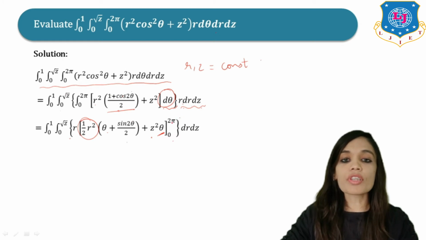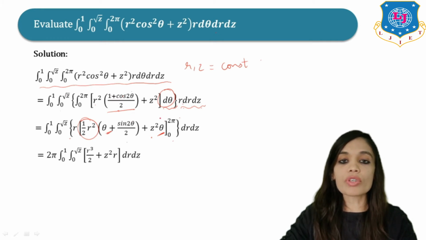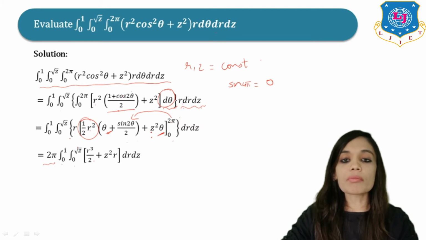So now let us put the limits in place of theta, right? Now here you have theta, right? And here too you have theta. So you can keep 2 pi outside. What will remain? Integration 0 to 1, 0 to square root z. Now multiply these two. So you will get r cube upon 2. Now if you put 2 pi here, then you will get sin 4 pi, which gives us the answer 0, right? So this term is gone. Now here what will remain? z square into this r. So z square r dr dz.